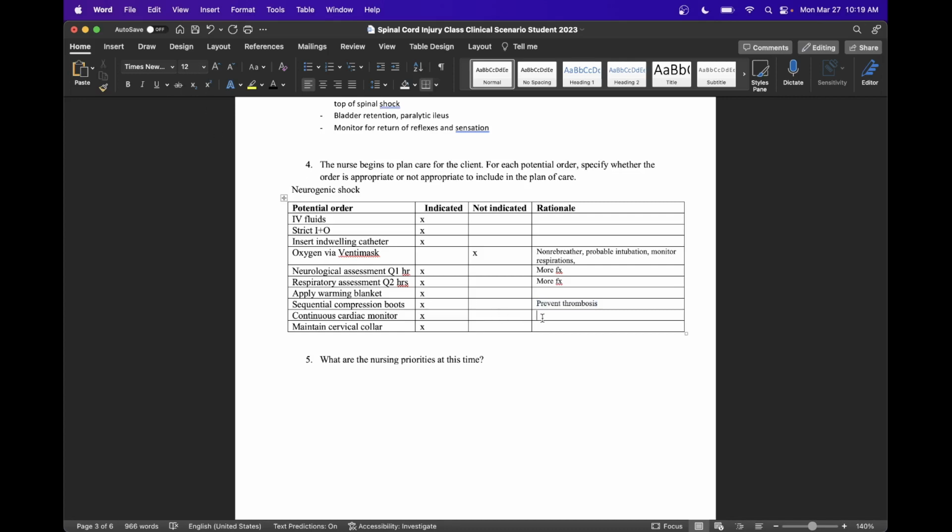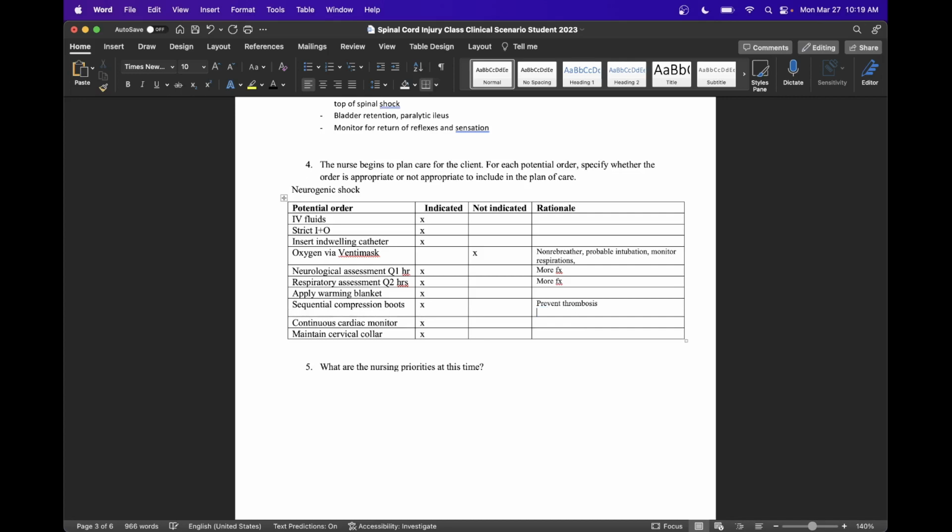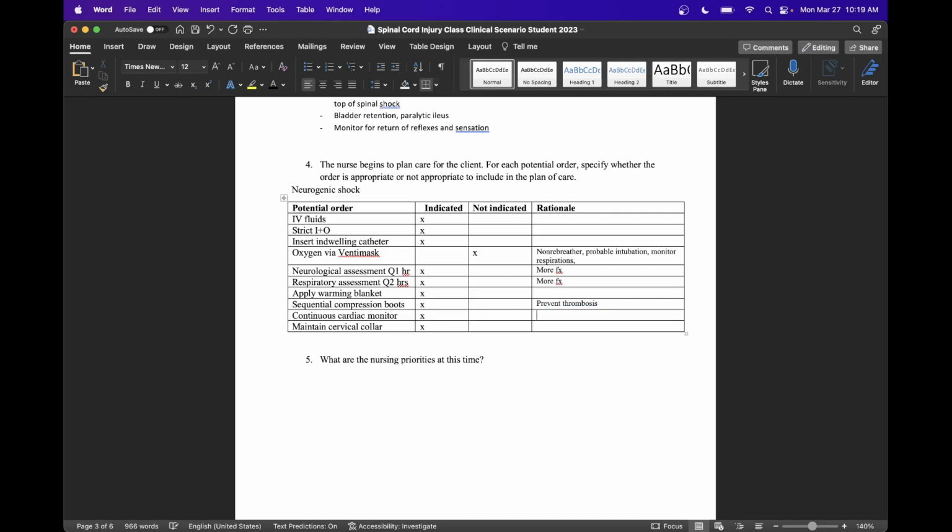So what are your priorities at this time? ABCs. We want a patent airway. We want respiratory effort. If we don't have it, our patient has to be on a ventilator, right? So those assessments and diagnostics, yes? We want to prevent further cord damage, so we have to immobilize the patient.